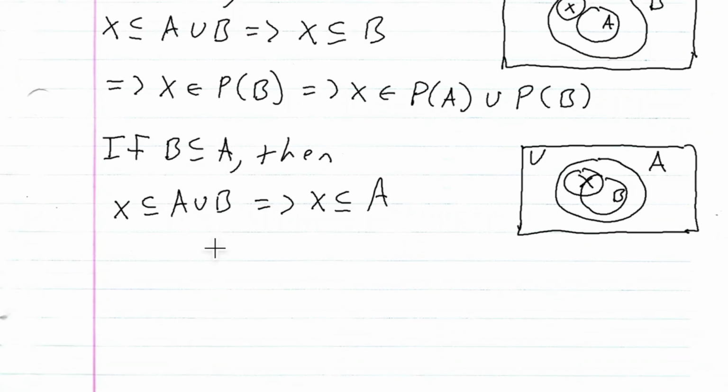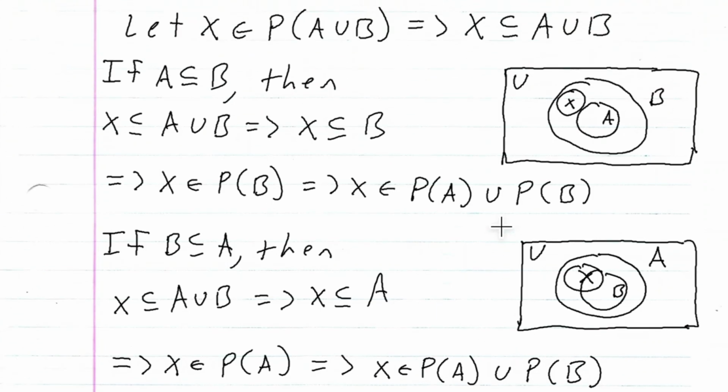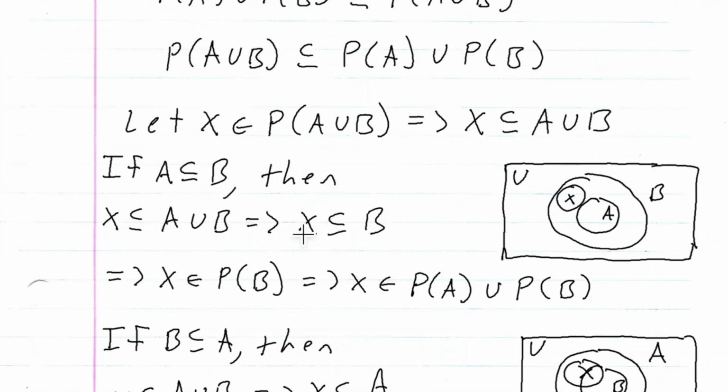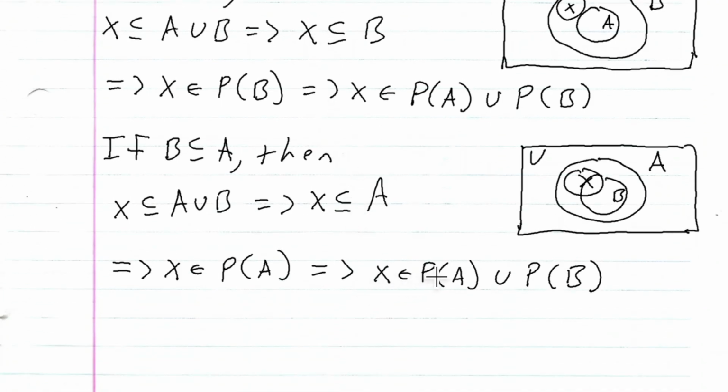And then, of course, if X is a subset of A, this implies that X is an element of the power set of A, which of course implies that X is an element of the power set of A union the power set of B. And look at what we have here. So we met the conditions. We got X is an element of the power set of A union B to X is an element of the power set of A union the power set of B.